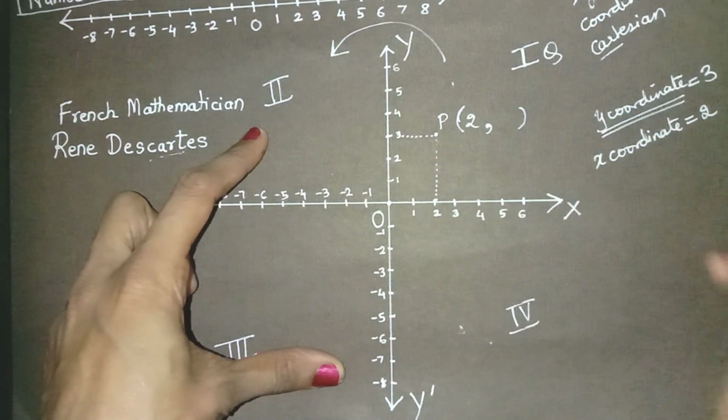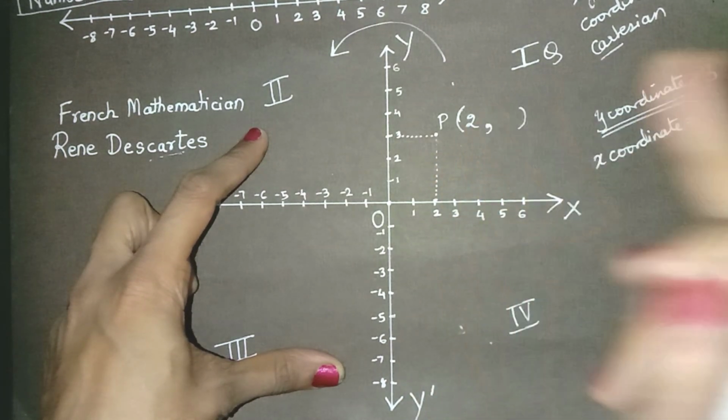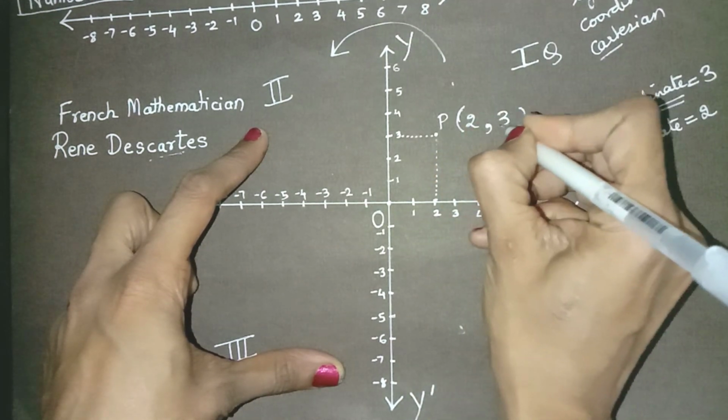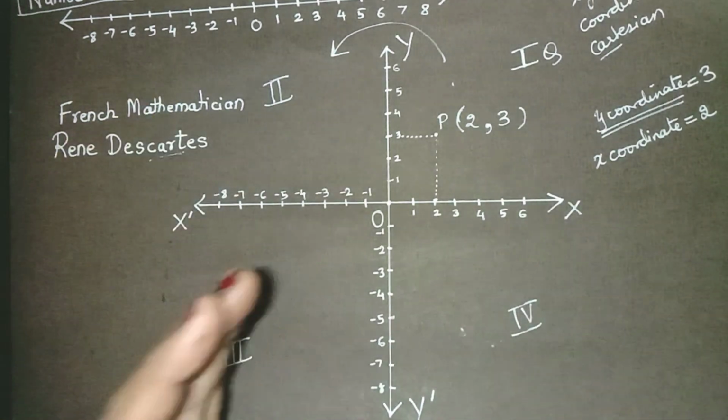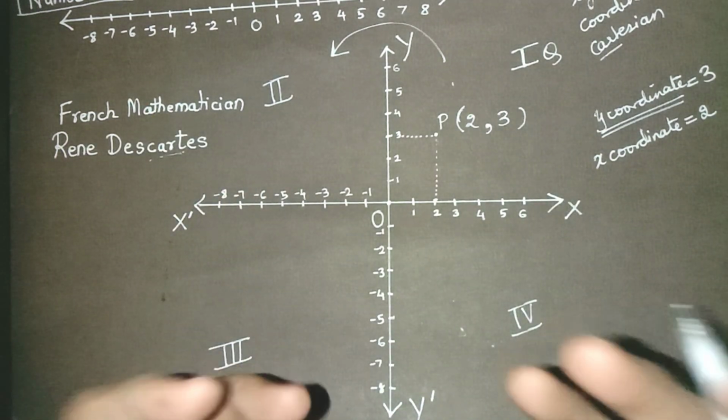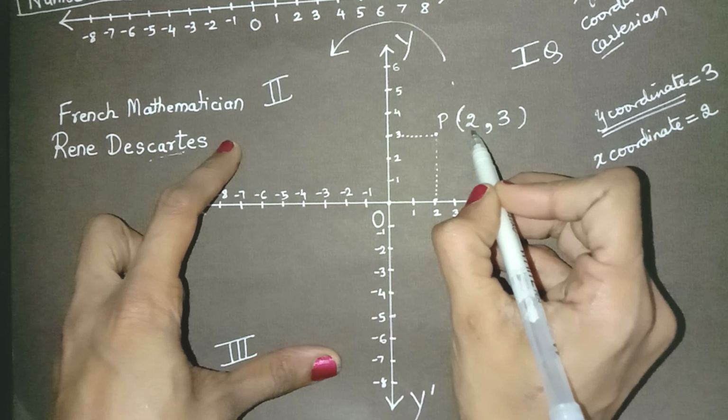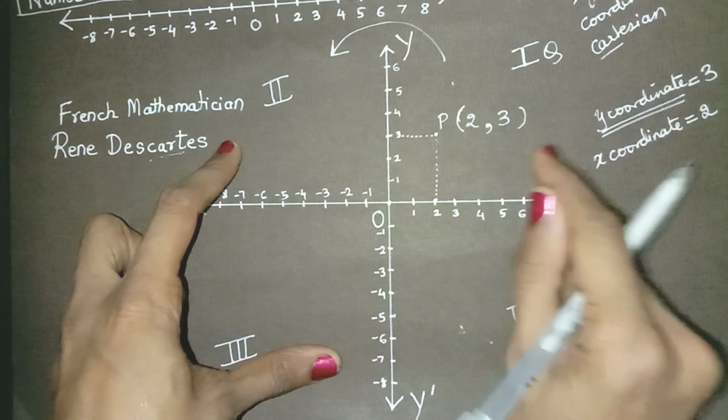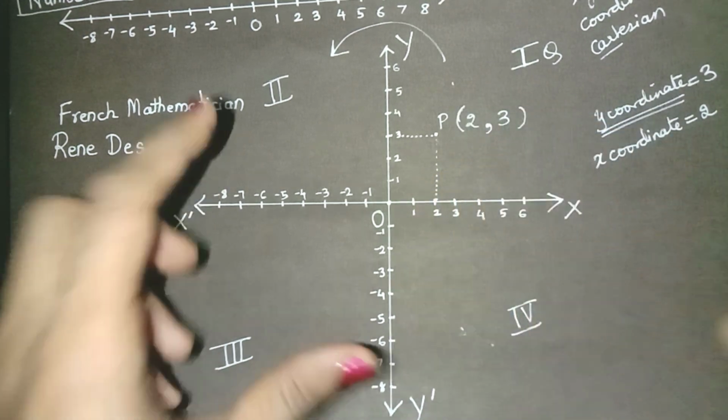It is 2. We just found that out, right? And what is the next number that I have to write? Obviously, I'll write the y coordinate. So just remember, this is a more compact way of writing the address. First comes the x coordinate, then comes the y coordinate, and enclose it in round brackets.